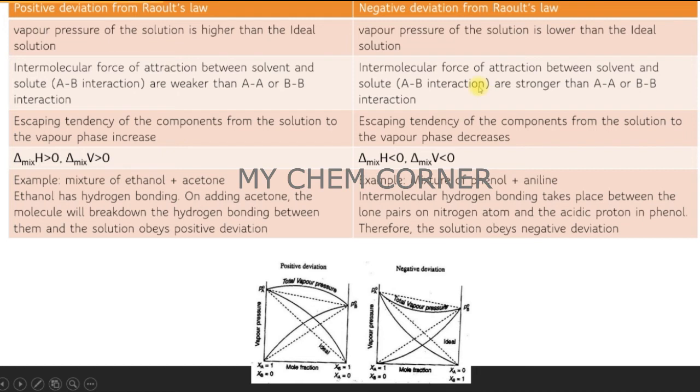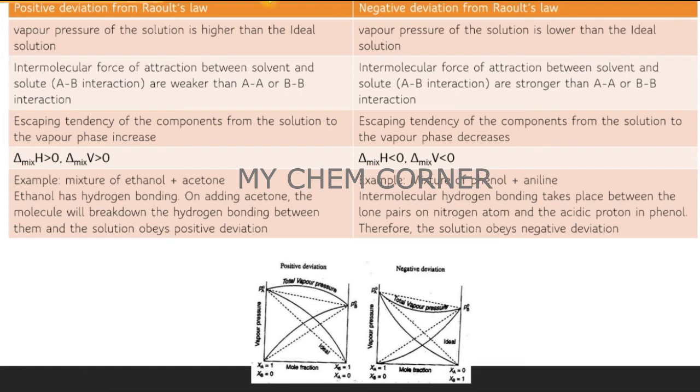But if you're looking at negative deviation, because the vapor pressure is slightly lesser, between A and B there is a strong intermolecular force of attraction. Because of that, they don't escape as components very easily. Because the bonding is stronger, they prefer to be bonded in the product state.